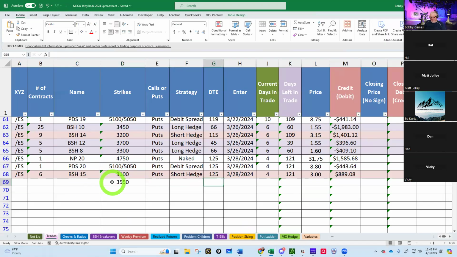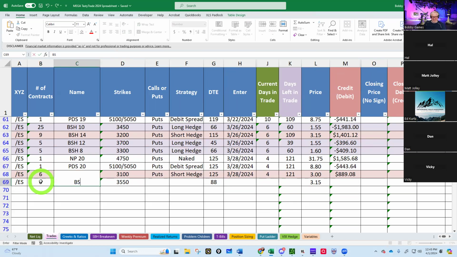35.50, 88 days. Where's my days? 88. And then we said we sold them at 315, but one of them sold at 310. So I just put them all at 315. Big deal. Close enough. All right, so go ES. We did 6 of those.